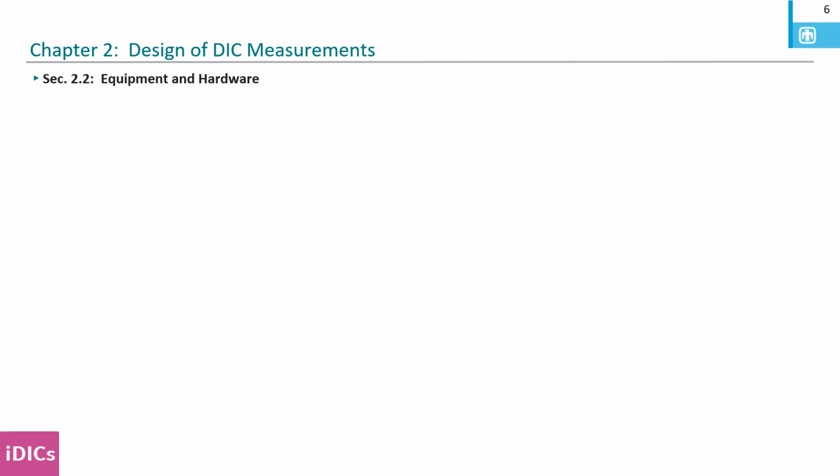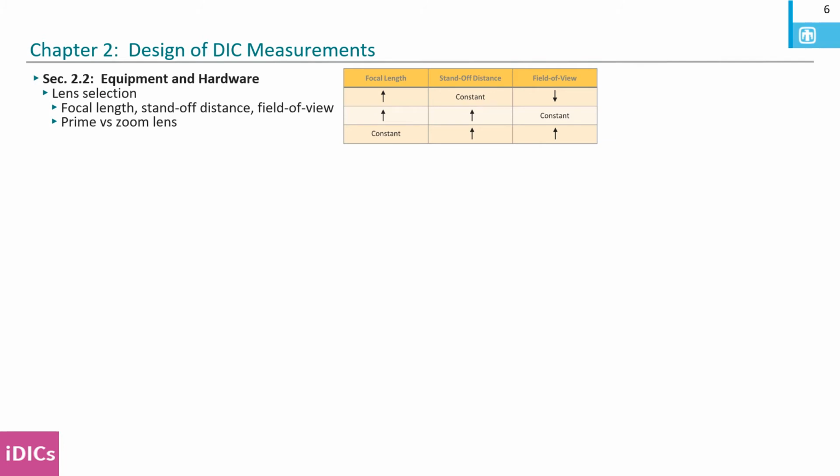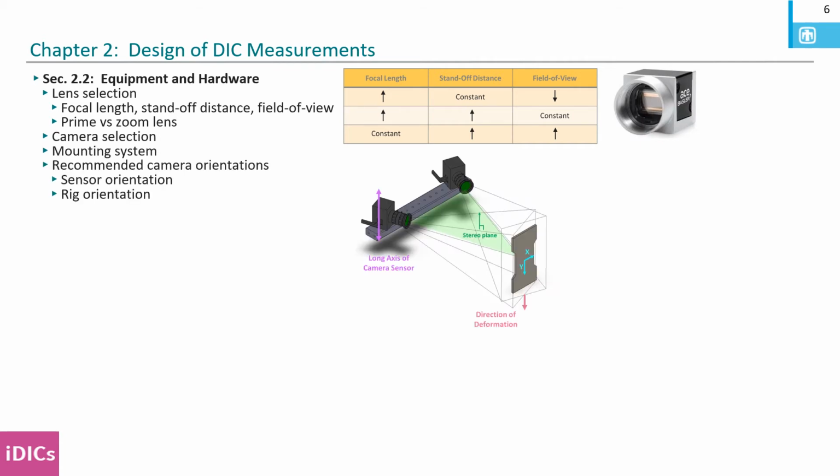Okay, now that you have an idea of what the demonstrations look like, I'll continue with the rest of the course outline. The second part of Chapter 2 is focused on equipment and hardware. Here we'll talk about lens selection, including the trade-off between focal length, standoff distance, and field of view. We'll discuss camera selection, mounting systems, and recommended camera orientations.